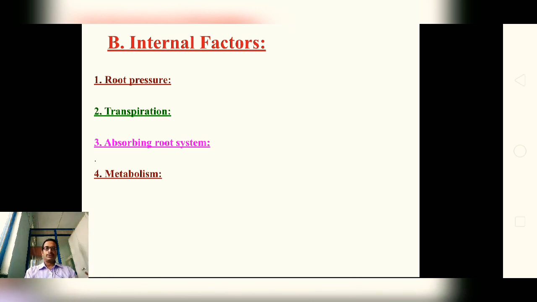The fourth internal factor is metabolism. The rate of water absorption is closely related to the rate of metabolism. If the metabolism of a particular plant works properly, it determines the rate of absorption. So these are the internal and external factors of the absorption of water.